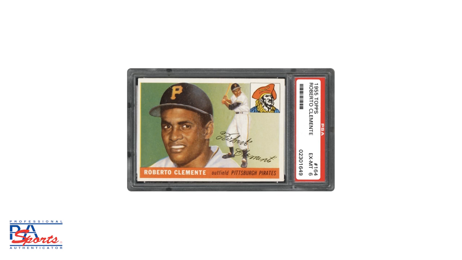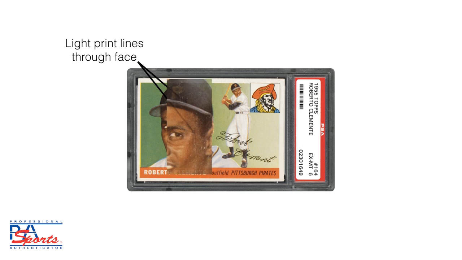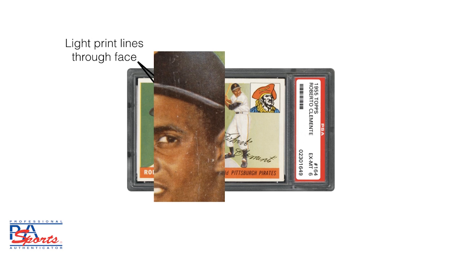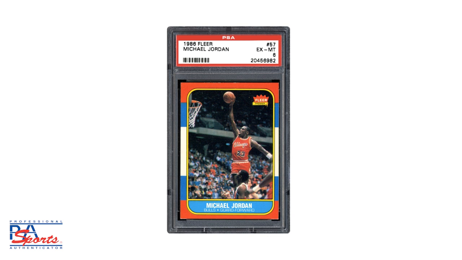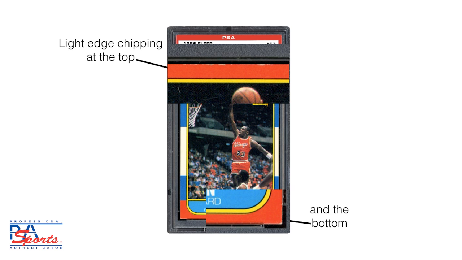Here's a 1955 Topps Roberto Clemente rookie. The first thing you might notice here, especially upon magnification, is the existence of print lines or print defects through the facial region of Clemente. Remember that eye appeal is a key factor in the grading process, and print defects certainly play a role and can impact that eye appeal. Here's a more modern example, a 1986 Fleer Michael Jordan rookie card. Now, due to the colored borders, you could really see the chipping and the wear along the edges and the corners of the Jordan card, which ultimately resulted in a PSA 6 grade.